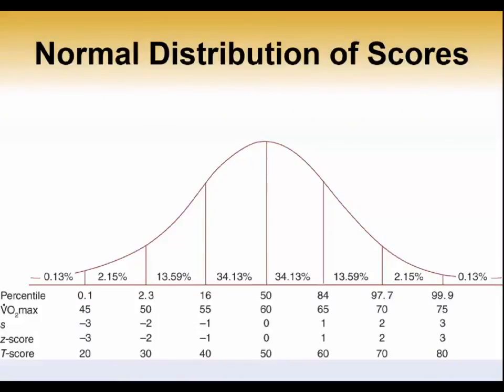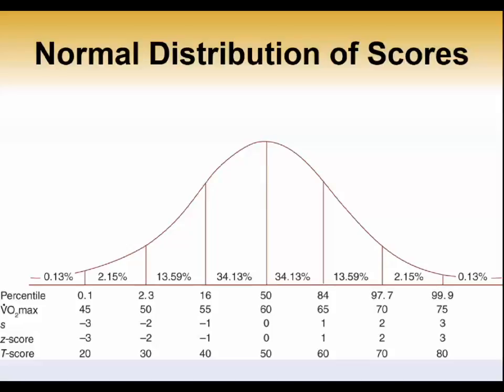Notice below this normal distribution, we've listed percentiles, VO2 max, standard deviation, z-scores, and t-scores. Importantly, all of the values below the distribution, those for percentile, standard deviation, z-score, and t-score, will always remain constant with the normal distribution. The only thing that will ever change is what the variable is that you happen to be looking at. In our case, it's VO2 max.